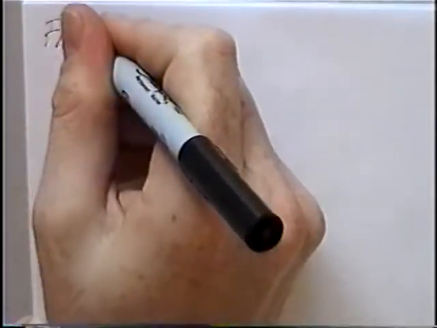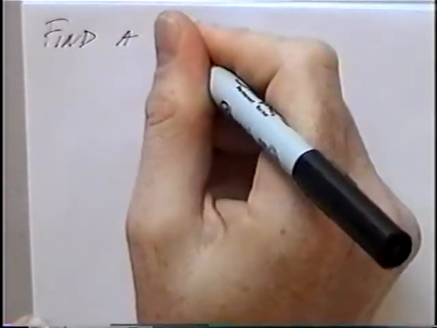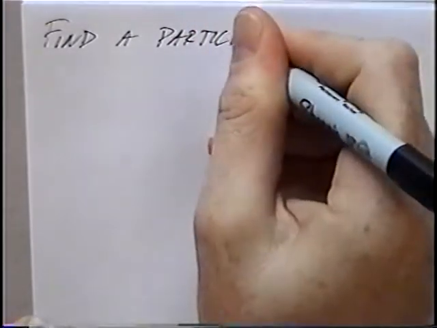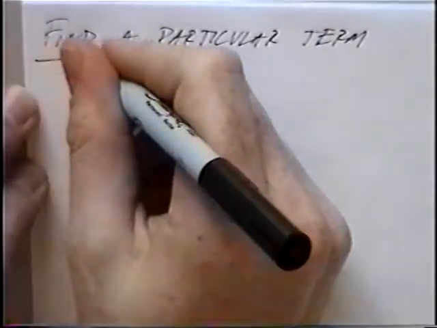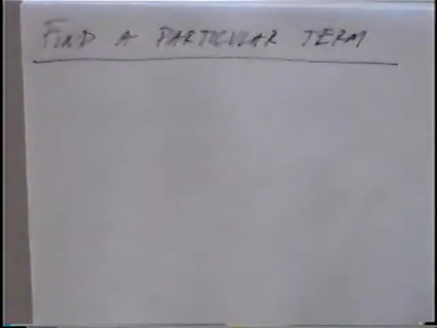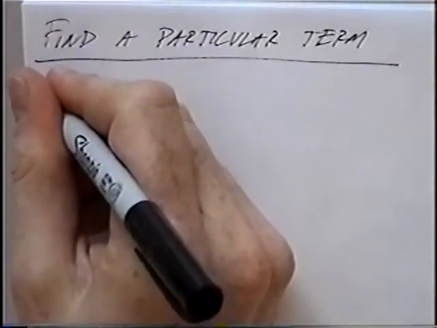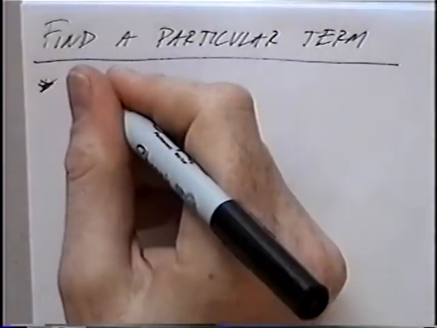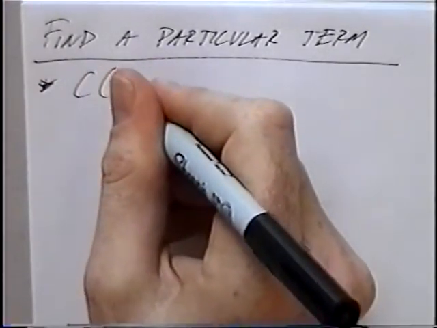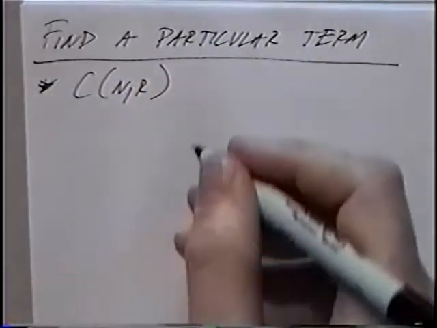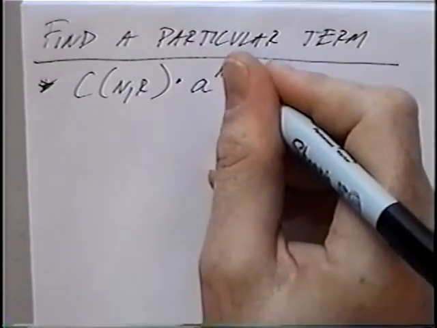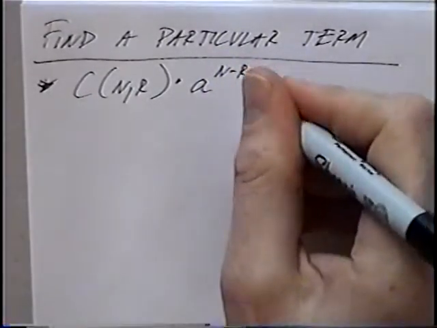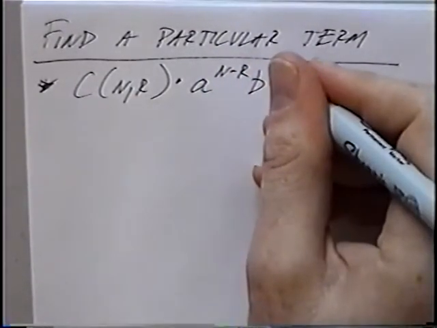Title of the last section today is Find a Particular Term. The equation for this section is combination C n comma r times a to the exponent of n minus r times b to the exponent of r.